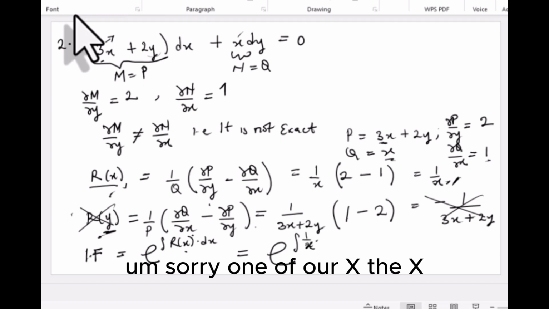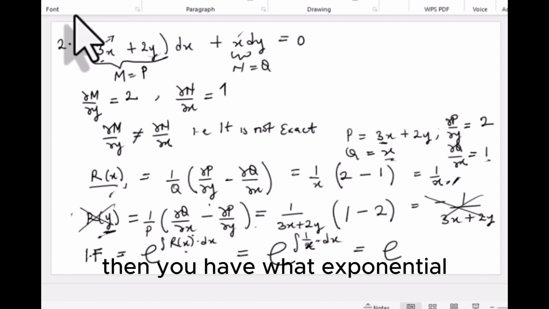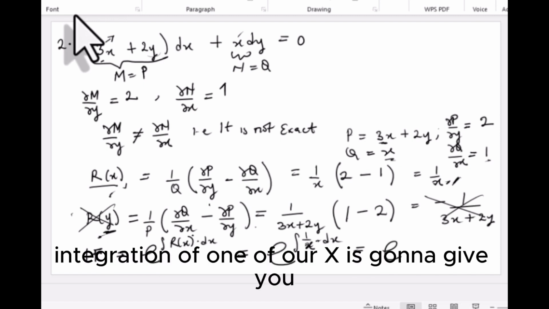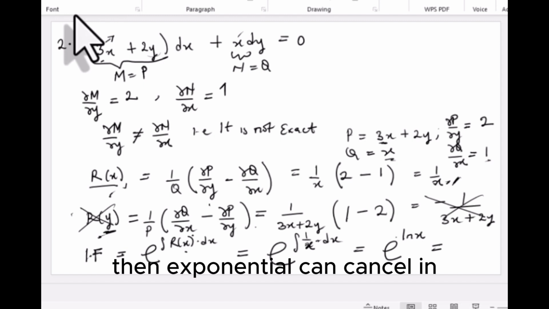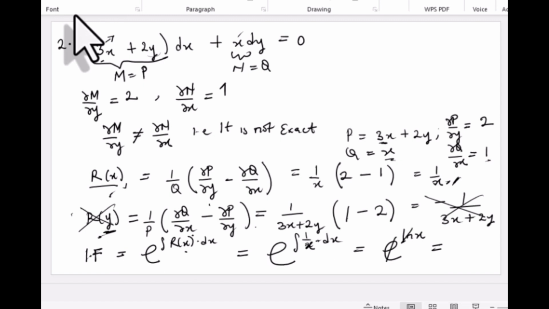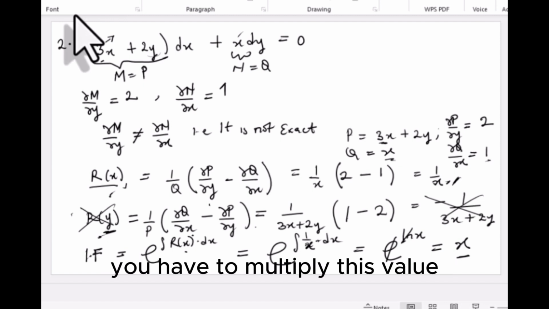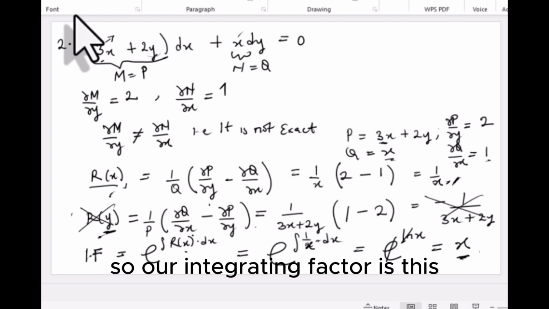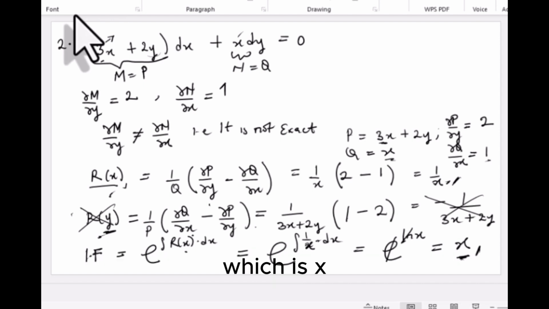Sorry, 1 over x dx. Then you have the exponential of the integration of 1 over x, which is going to give you ln x, right? The exponential can cancel ln, then you have x. So this same x, you have to multiply this value. So our integrating factor is this. You have to multiply this whole equation by the integrating factor, which is x.